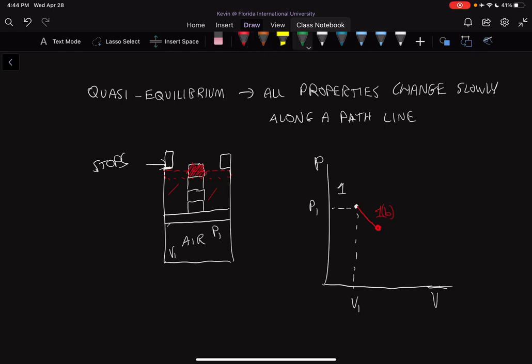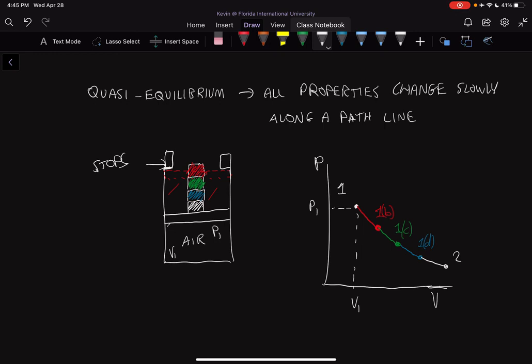Then we're going to take out a second block in green. And then this process is going to go from 1B to 1C. And then we're going to take out a third block. And then this process is going to go from 1C to 1D. And then finally, we're going to take out the last block. We're going to highlight it in white. And we're going to go from 1D to 2, and we're going to complete our process.